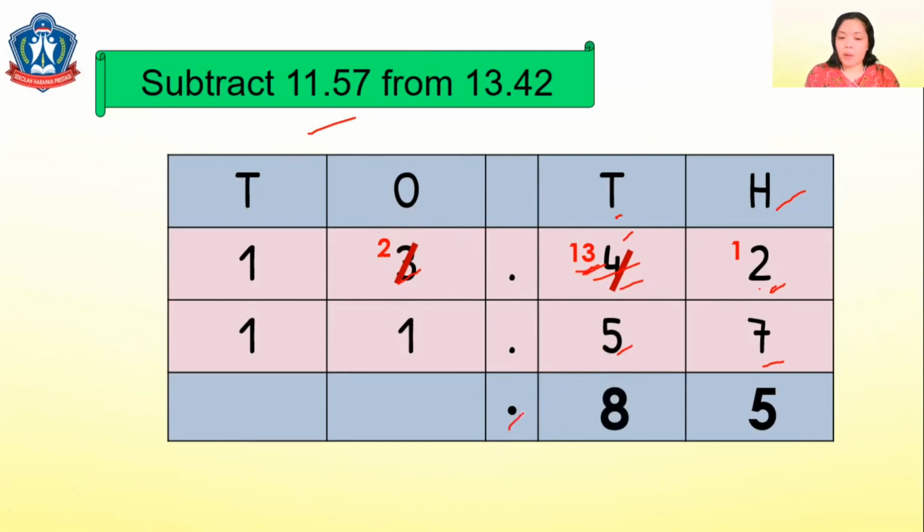Then the decimal point, 2 ones minus 1 is 1. And 1 minus 1 is 0. So our answer, children, is 1.85. So this is how to subtract decimal numbers.